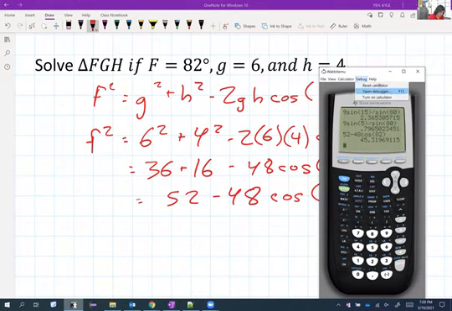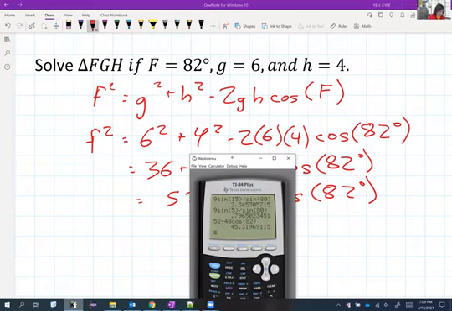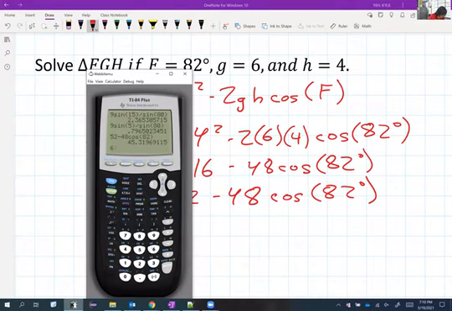If I plugged in the line right above my calculator, just from the start, 6 squared plus 4 squared minus 2 times 6 times 4 times cosine of 82 degrees, I still get that same 45.